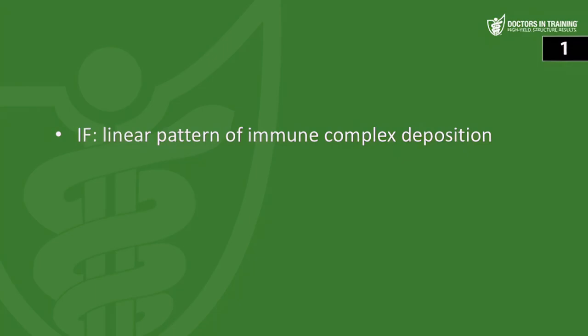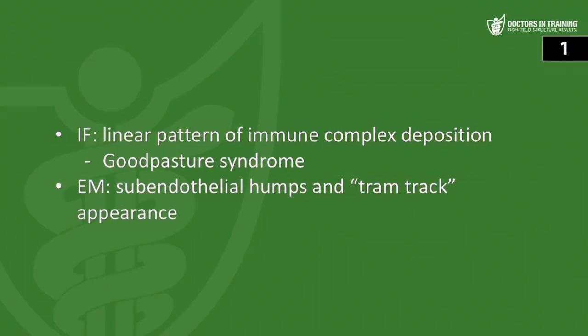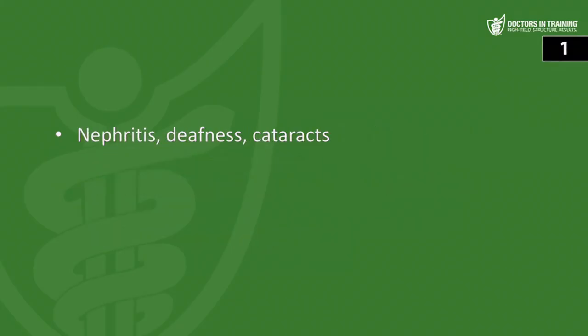So these are the anti-GBM antibodies in Goodpasture syndrome. Next, we have EM shows subendothelial humps and tram track appearance. That's going to be your membranoproliferative glomerulonephritis. Next, we have nephritis, deafness, and cataracts. That's going to be your Alport syndrome.